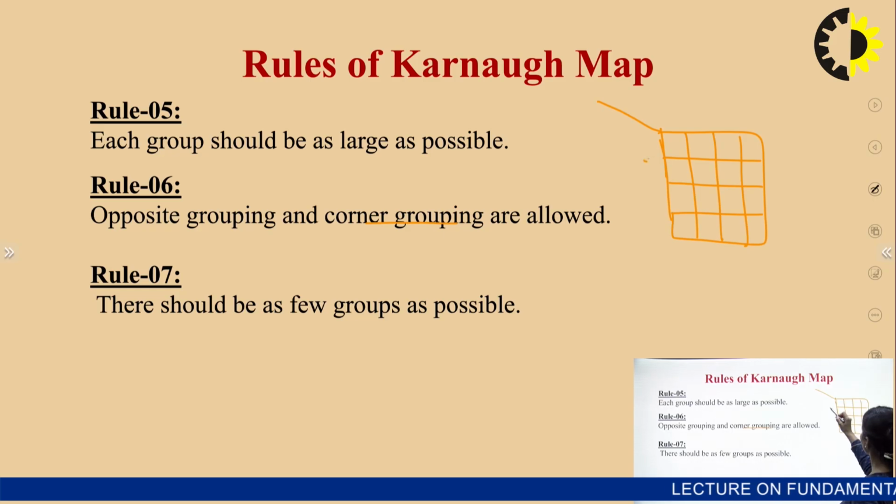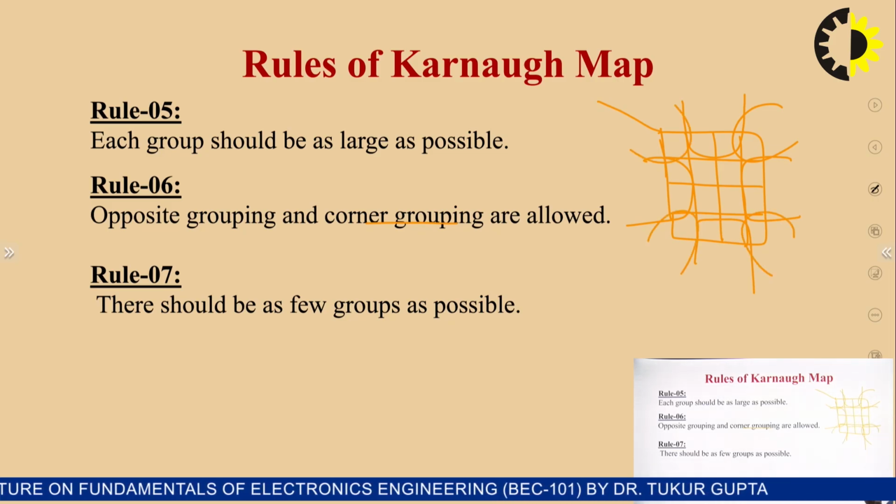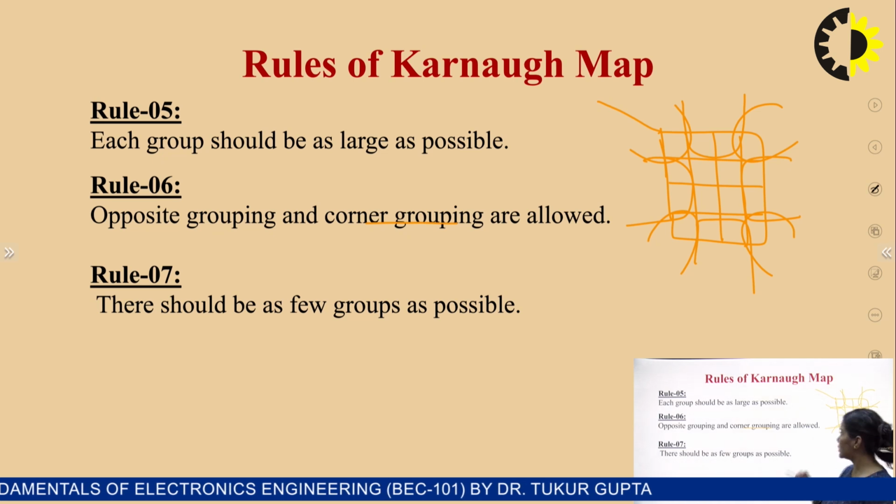Okay, so you can go for this group, you can go for this group. These are the opposite groupings, and you can also go for this group. This is the corner grouping. So these are the opposite groupings, these two, and this is the corner grouping. So in this way you can make groups.